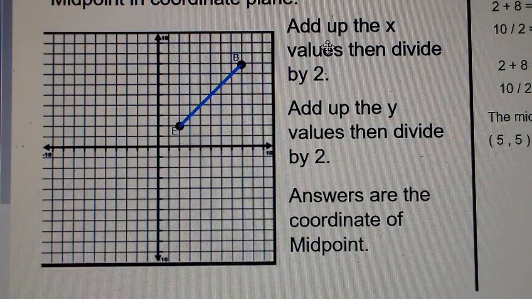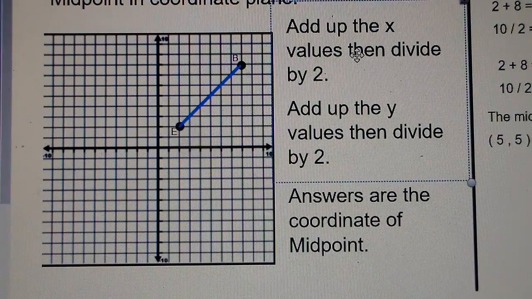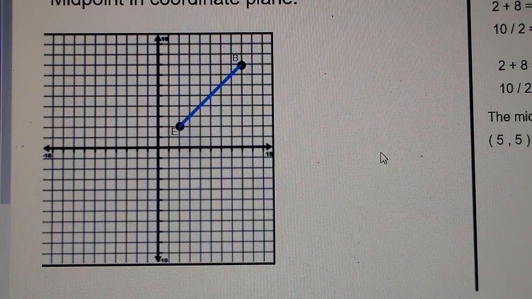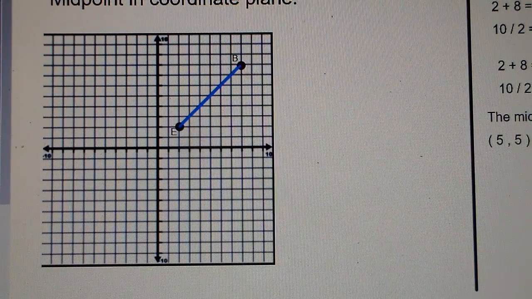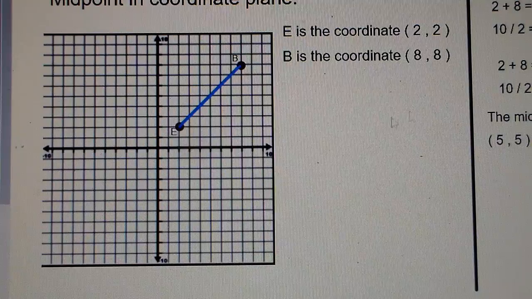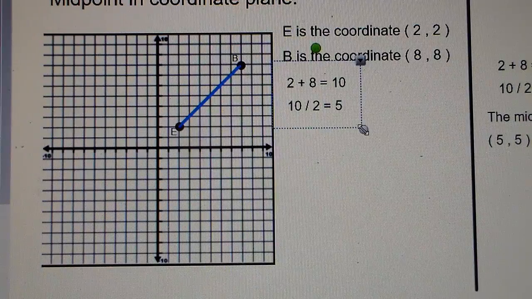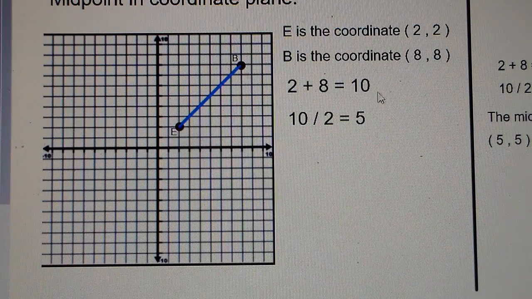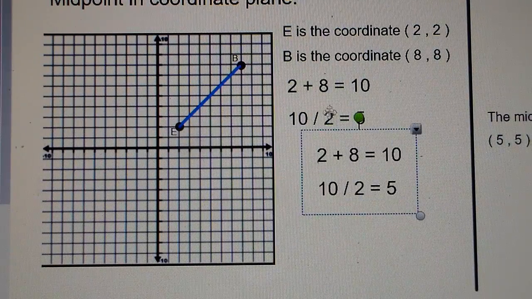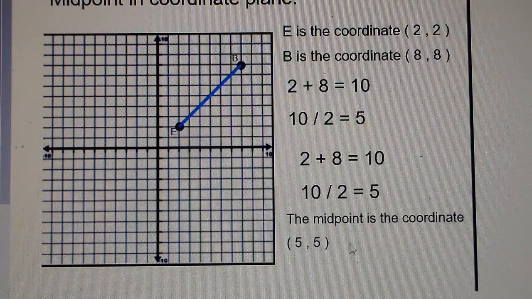Alright, number 7. Our goal is also to find the midpoint once again. Feel free to fast forward a little bit if you feel like you have an understanding of it. But there is also new additional material coming up, or different presentations of the material. So E is 2, 2. B is 8, 8. We add up our x values. 2 plus 8 gets you 10. 10 divided by 2 is 5. Our y values, it turns out it's the same thing. 2 plus 8 is 10. 10 divided by 2 is 5. So the midpoint of the coordinate is 5, 5.